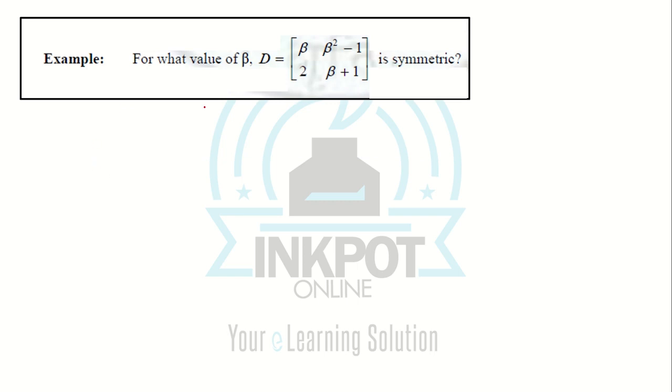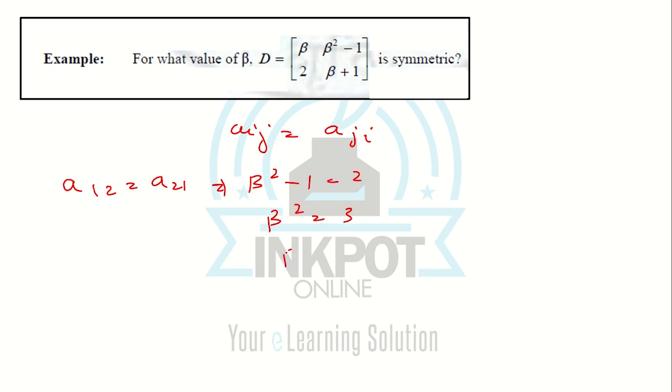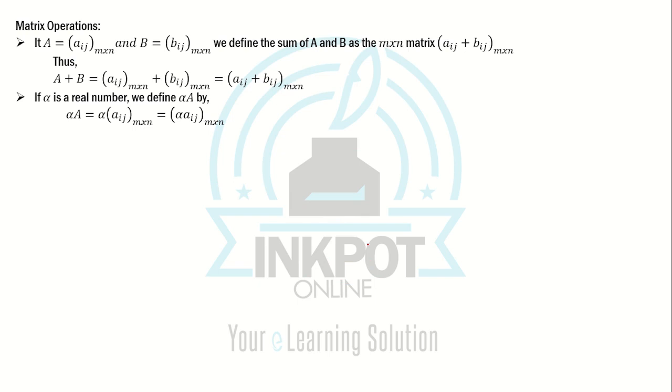Now, this is a very small example. For what value of beta is the following matrix symmetric? Now, recall that a symmetric matrix is represented by Aij is equal to Aji. So, something like beta square minus 1, this is something like A12 is equal to A21. So, beta square minus 1 is equal to 2, which is beta square is equal to 3. Beta is equal to plus or minus root 3. So, for these values, this is going to be a symmetric matrix.